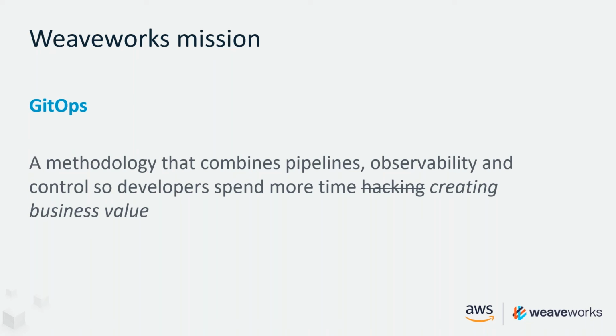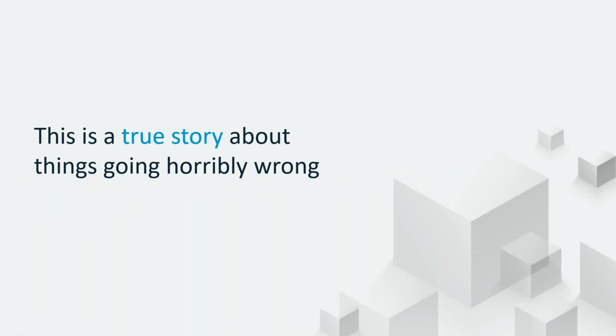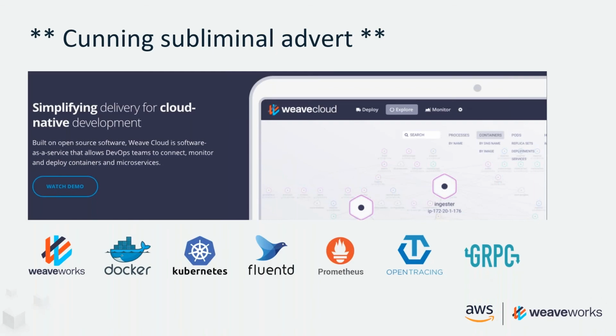GitOps is a methodology that combines practices like continuous integration pipelines, concepts like observability, and methods of control, so developer teams can spend more time hacking, or as they prefer their boss to think, creating business value. I'll talk a bit more about GitOps shortly, but first I'd like to tell you a short and slightly scary story for Halloween. This is a true story about things going horribly wrong and how we recovered from it.